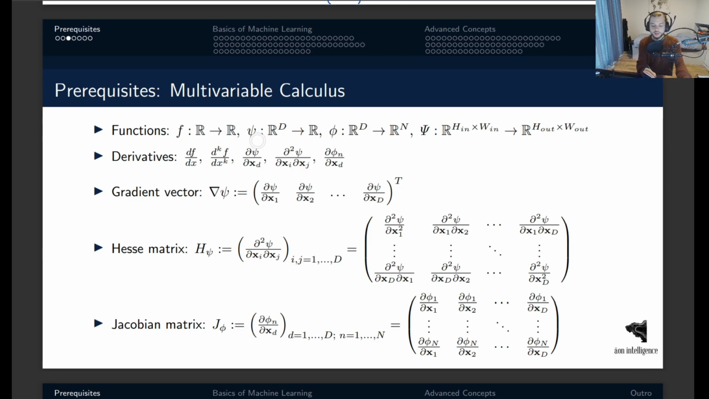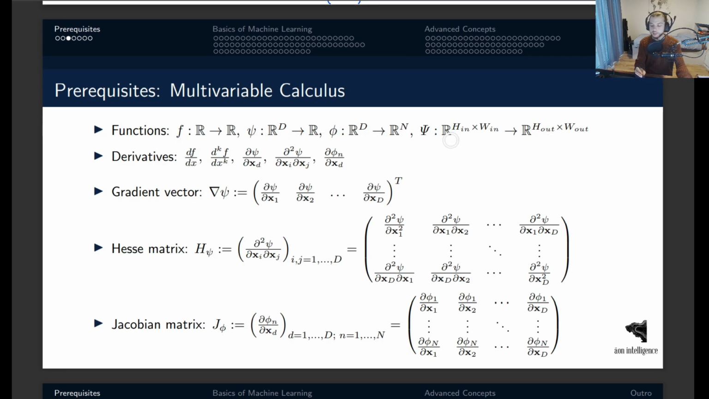We might have functions, let's denote them by psi, that have a d-dimensional input. We call these functions multivariate. So they take as input a vector of dimensionality d, and this particular function produces a scalar as output. But we could also have functions phi that have a multivariate input of dimension d, and they could also produce a vector as output, not necessarily of the same dimension. So let's denote it with n.